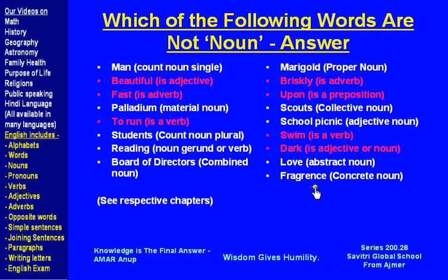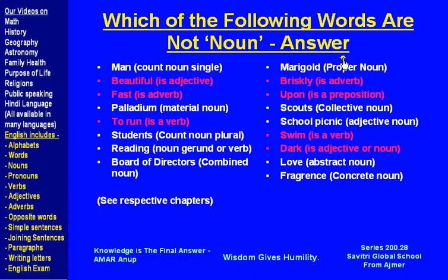Compared to that, fragrance is a concrete noun. I specifically put this word here. Fragrance means good smell. Now when we talk about a concrete word, it appears that something is solid, so it should be a concrete noun. No, a concrete noun is something which you can either touch or see or hear with your ears or smell with your nose. So you can smell fragrance with your nose, so it's a concrete noun.